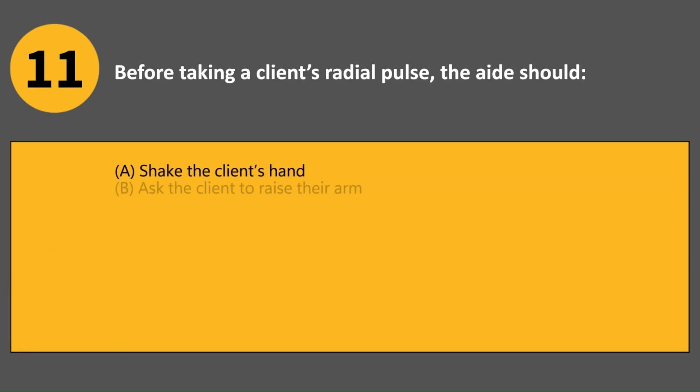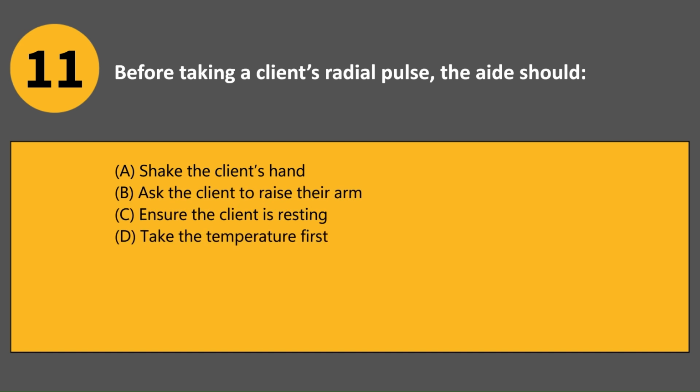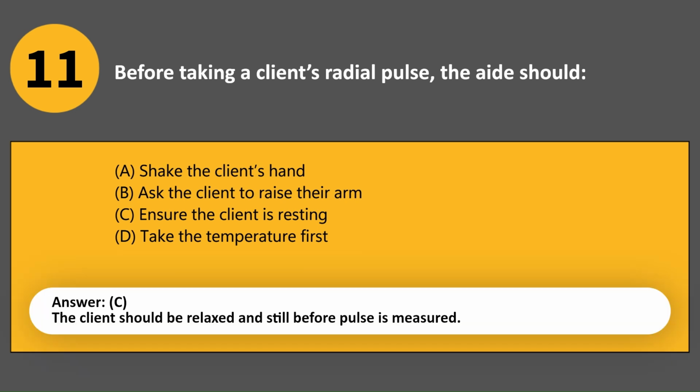Before taking a client's radial pulse, the aide should: A. Shake the client's hand. B. Ask the client to raise their arm. C. Ensure the client is resting. D. Take the temperature first. Answer: C. The client should be relaxed and still before pulse is measured.